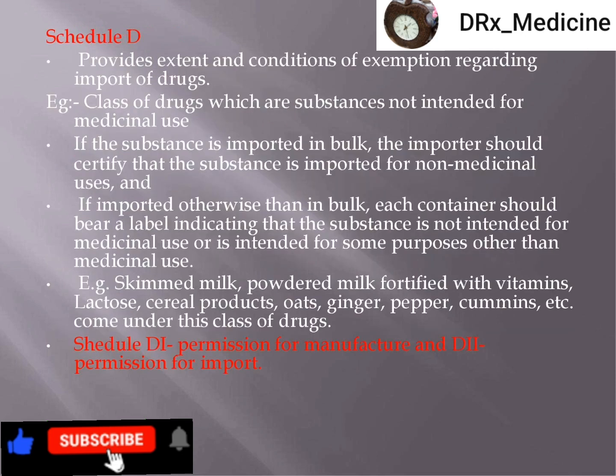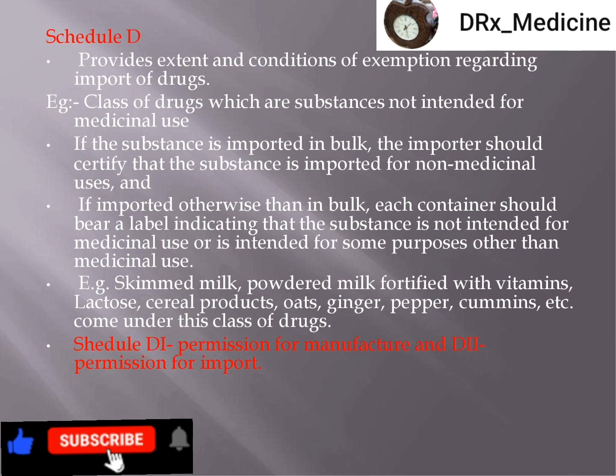Schedule D provides extent and conditions of exemption regarding import of drugs, e.g., class of drugs which are substances not intended for medicinal use. If the substance is imported in bulk, the importer should certify that the substance is imported for non-medicinal uses, and if imported otherwise than in bulk, each container should bear a label indicating that the substance is not intended for medicinal use or is intended for some purposes other than medicinal use. For example, skimmed milk, powdered milk fortified with vitamins, lactose, cereal products, oats, ginger, pepper, cumin, etc. come under this class of drugs.